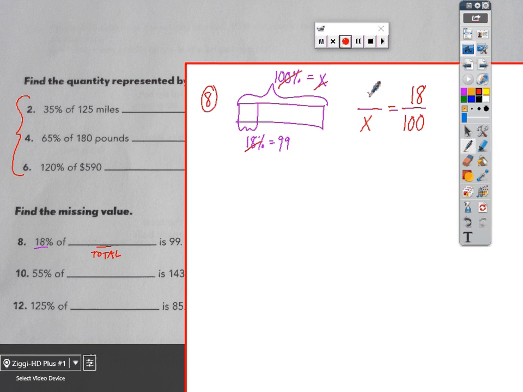And this 99, if I make sense of this, 99 is a part that belongs with 18%. These are aligned, aren't they? I think we're ready. We did a careful setup.